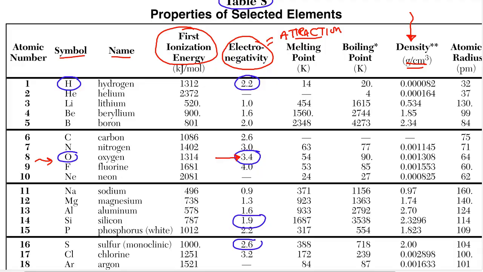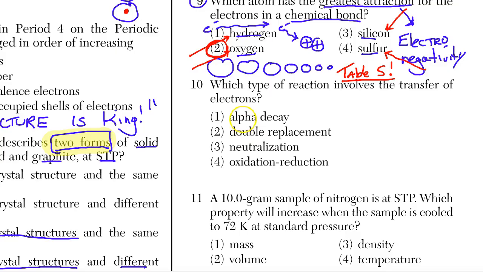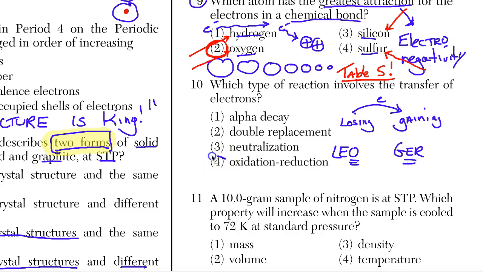Okay, moving on. Number 10, which type of reaction involves a transfer of electrons? Well, transfer of electrons means that someone is losing electrons and someone is gaining electrons. That should ring true to you. Losing electrons is LEO, losing electrons is oxidation. Gaining electrons is reduction. So it's oxidation reduction.